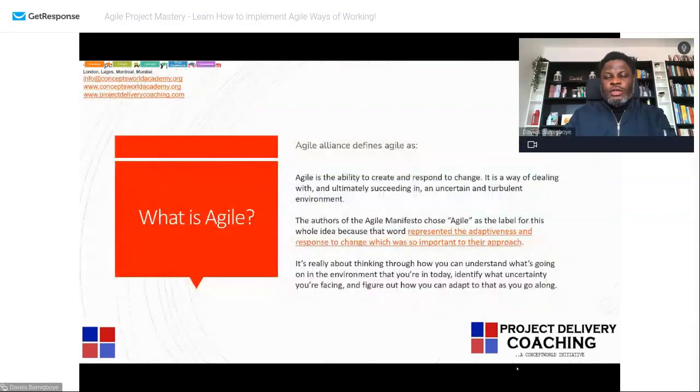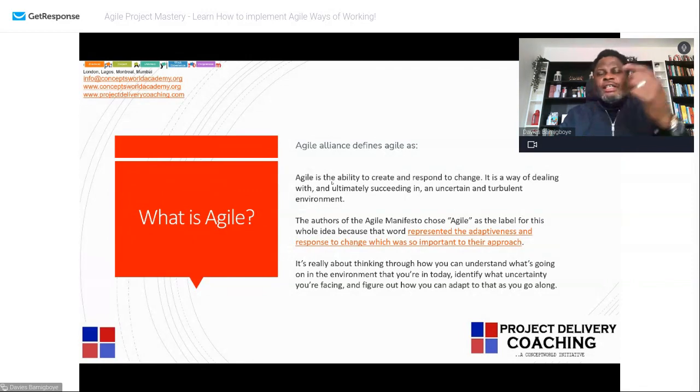All right. So by definition first, let's first of all define what agile is. Now, the Agile Alliance defines Agile as the ability to create and respond to change. The ability to create and respond to change is a way of dealing with and ultimately succeeding in an uncertain and turbulent environment.